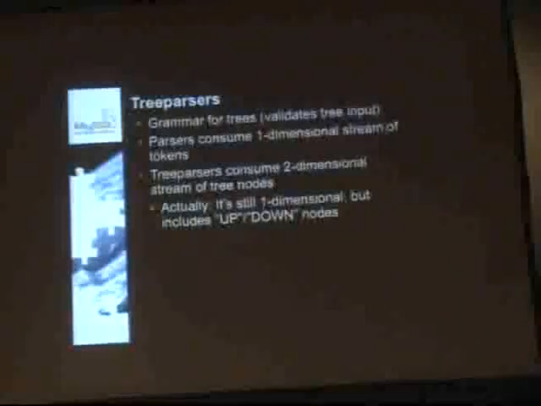Well, as I said, ANTLR is pretty stream focused, so parsers consume one-dimensional streams of tokens, and tree parsers consume a two-dimensional stream of tree nodes. Well, a tree is not one-dimensional, but actually it is, of course, in the implementation. So all it does is include up and down nodes. It says, okay, you have to go up in this tree or down in this tree. If there are any questions, I'm going fast, please interrupt or throw something.